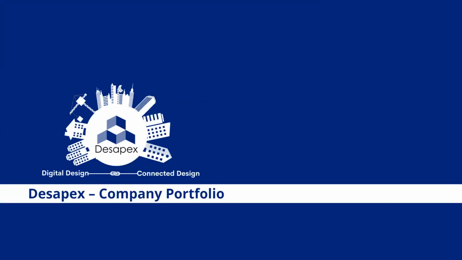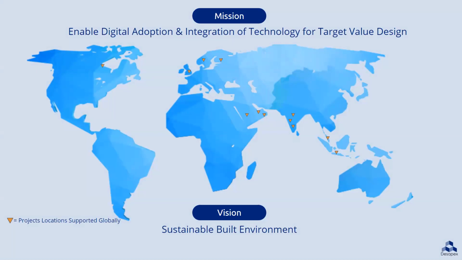Okay, so let me start with the introduction of Desapex. Desapex is basically a digital engineering company where we give complete digital solutions throughout the life cycle of a building or infrastructure, that is design, construction, and operation. We are headquartered at Bangalore, India, and we have branch offices at Chennai, Hyderabad, and Hubli too. Our mission is to adopt integration of technology for target value design, and by this we will achieve a sustainable built environment. We are serving pan India and also have global customers across the globe.